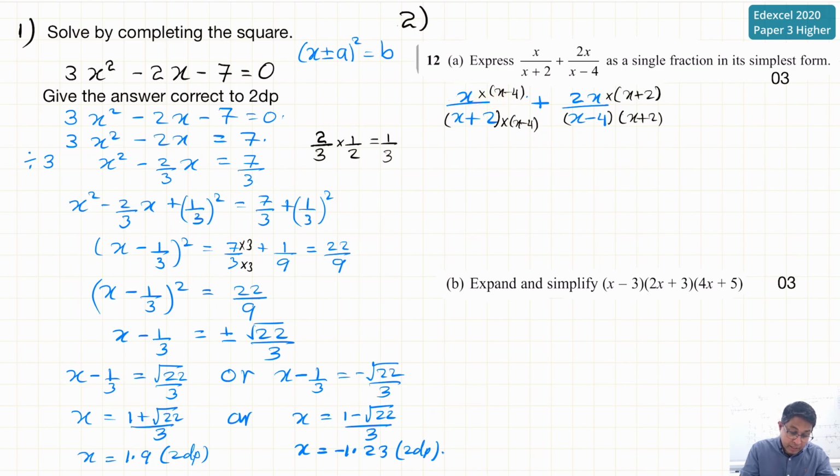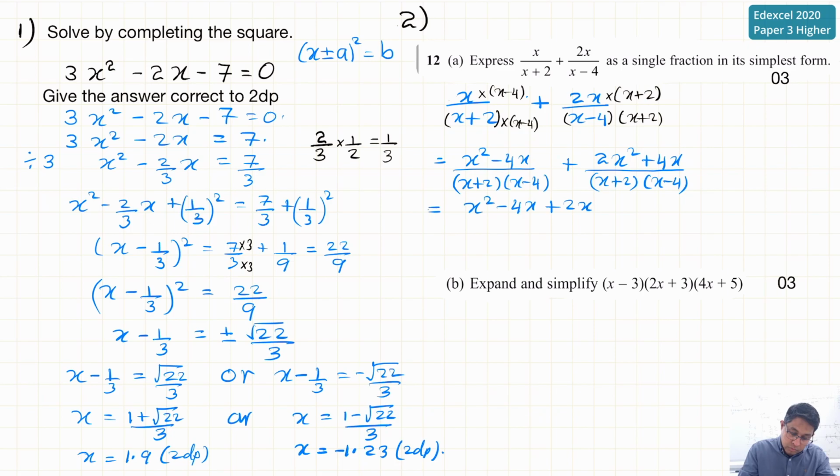You can expand this bracket. That would give you x squared minus 4x over the denominator, plus you can expand this bracket here, 2x squared plus 4x. Now you have a common denominator, therefore you can add these two expressions together. The denominator is x plus 2 times x minus 4. You can simplify the numerator. You can see this minus 4x cancels out with plus 4x. You can add x squared and 2x squared together. That gives us the simplest form, 3x squared over x plus 2 times x minus 4.